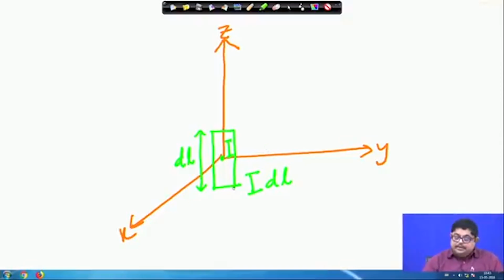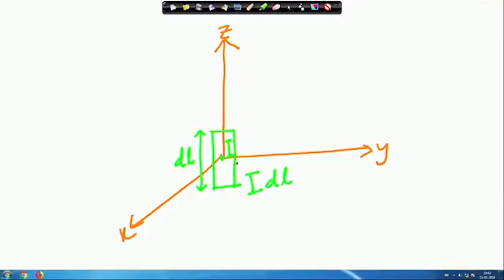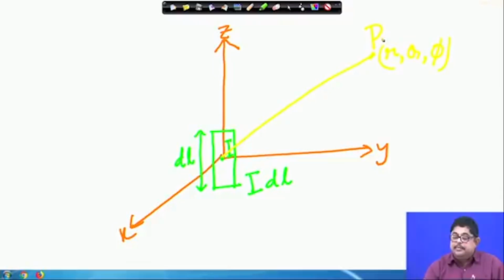So, we consider that this I is a time varying current of frequency omega, and let us say that we are observing it at a point, field point r. So, generally field points are always specified in terms of the spherical coordinates r, theta, phi.